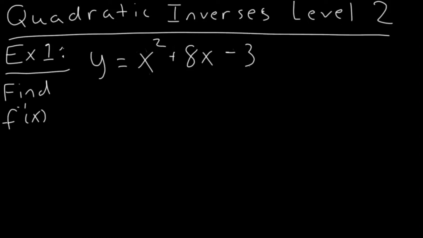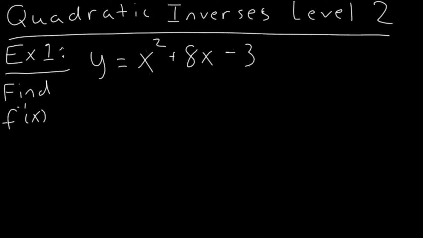Alright, welcome to Quadratic Inverses Level 2, and at this point we are running into a little bit of an issue. When you look at our example 1, we want to find the inverse function of y equals x squared plus 8x minus 3, and the problem is that this is in standard form, it's no longer in vertex form, so it makes it a little bit trickier initially. In order to solve this, we have to take this from standard form and switch it to vertex form. And so let's go ahead and start.